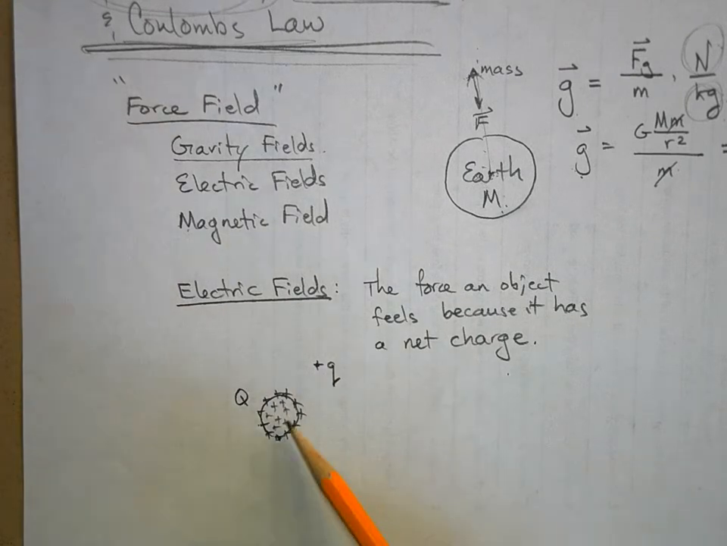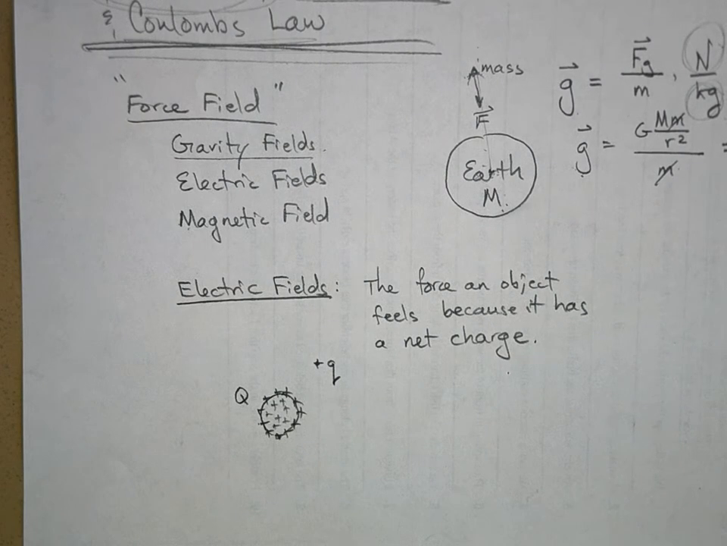Now, what do we know is true about like charges? What did we say the other day about like charges? What do like charges do? Repel. They repel each other. Now, with gravity, there's only one kind of mass, and it's all attractive. All massive objects attract other massive objects. But with electric charge, there's two kinds of charge: positive charge and what we call negative charge. Unlike charges attract, like charges repel.